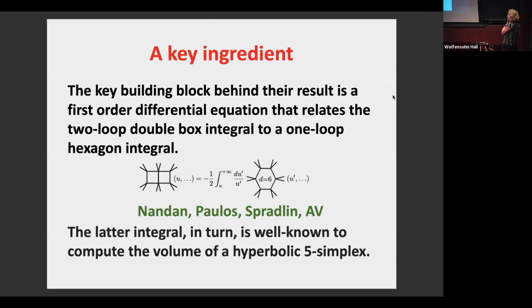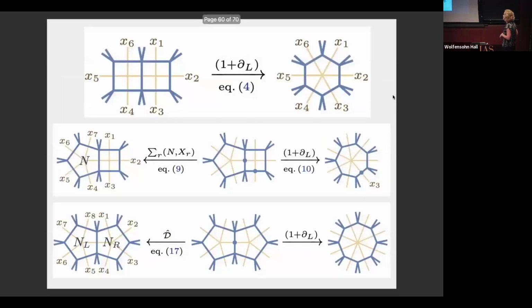The following is that, for example, if you take the double box, you can write it as an integral of the 6-dimensional hexagon. So now, recently we made some progress on exactly evaluating this. So all you have to do is a one-fold integral. For example, I just copy-pasted from the paper, the double pentagon is related to a one loop octagon integral through these differential equations. So if you know this one exactly, you have to do a one-fold integral and write it down.